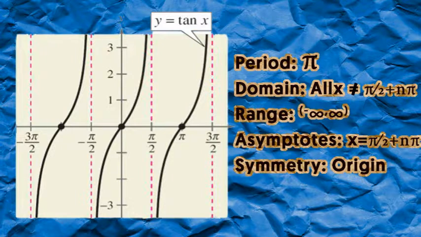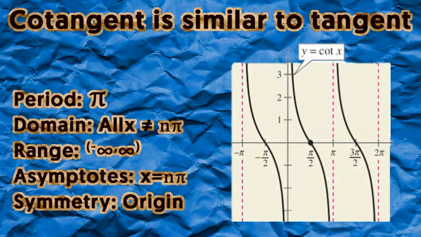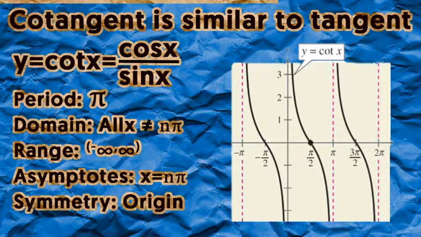Sketching the graph of y is equal to a tangent bx minus c is similar to sketching the graph of y is equal to a sine bx minus c, in that you locate key points that identify the intercepts and asymptotes. The graph of the cotangent function is similar to the graph of the tangent function. It also has a period of pi. However, from the identity y is equal to cotangent x is equal to cosine x over sine x, you can see that the cotangent function has vertical asymptotes when sine x is 0, which occurs at x is equal to n pi, where n is an integer.